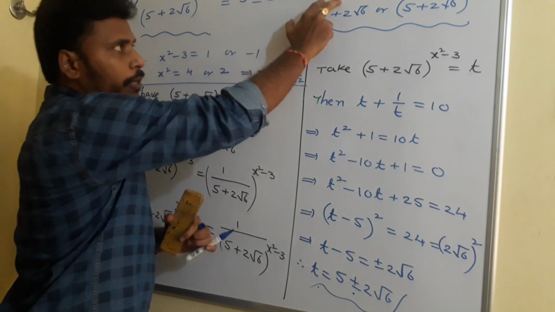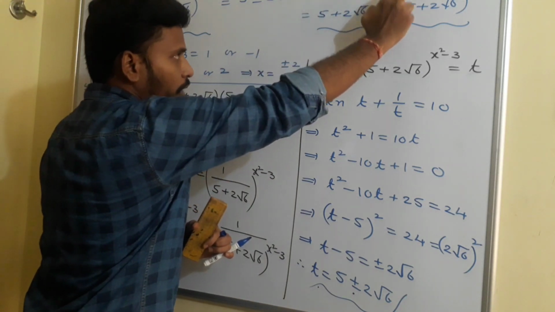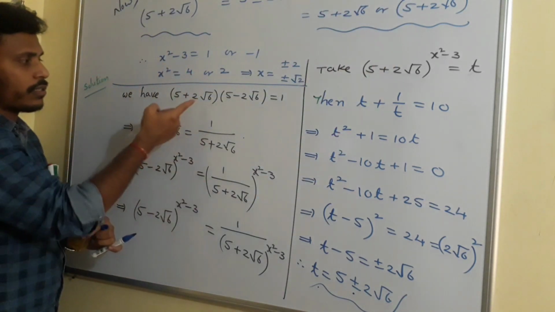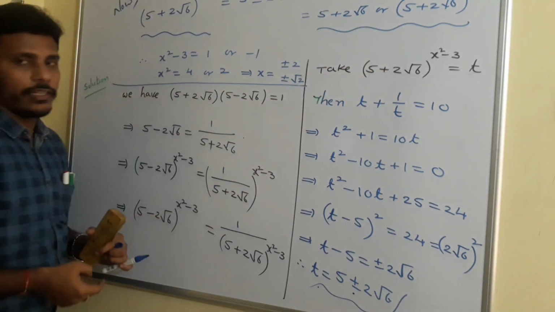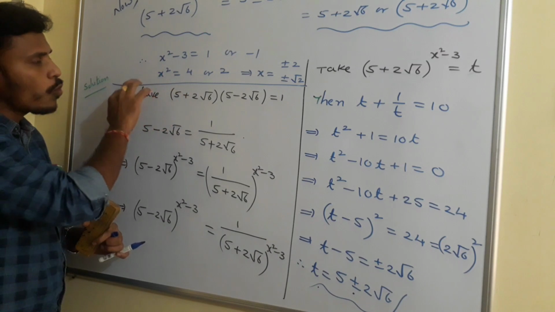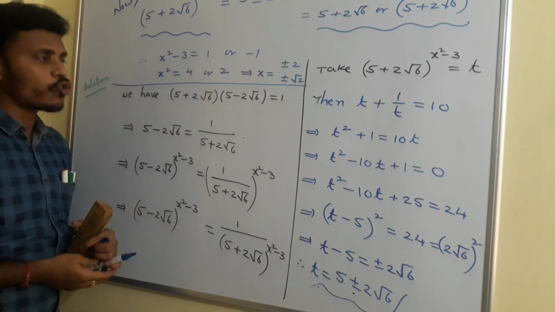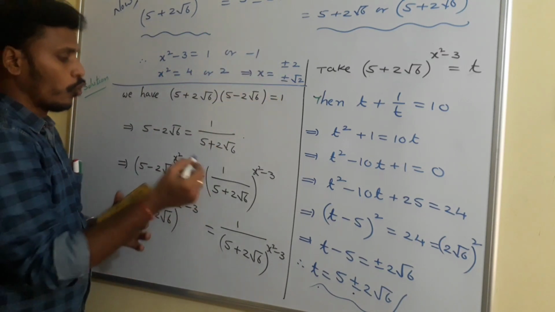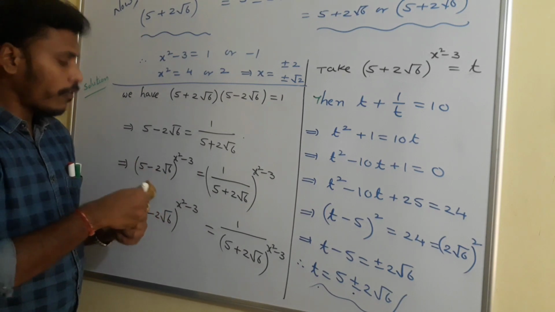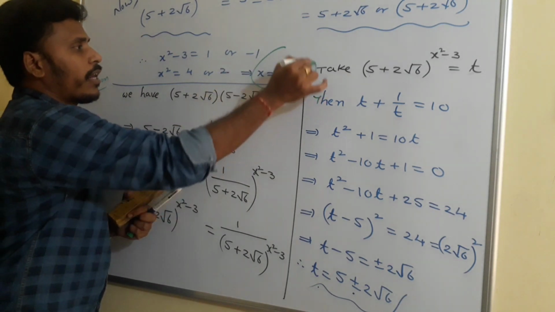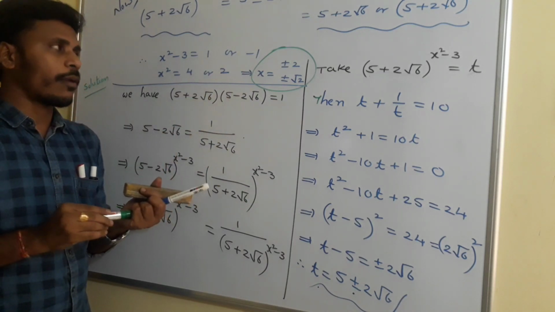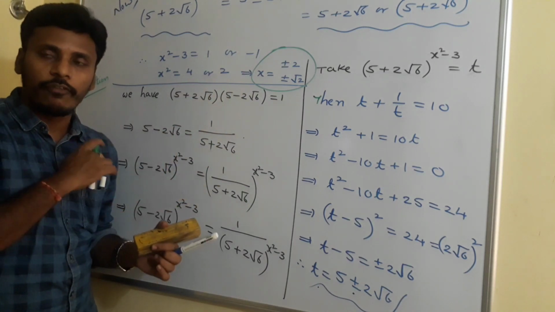So it may be 5 plus 2 root 6 or 5 minus 2 root 6, and that 5 minus 2 root 6 is 1 by 5 plus 2 root 6. That means 5 plus 2 root 6 power minus 1. So if you simplify, you will get that x is equal to plus or minus 2 or plus or minus root 2. At the end, the answer for this problem is x is equal to plus or minus 2 or plus or minus root 2. Four possibilities are there for x.